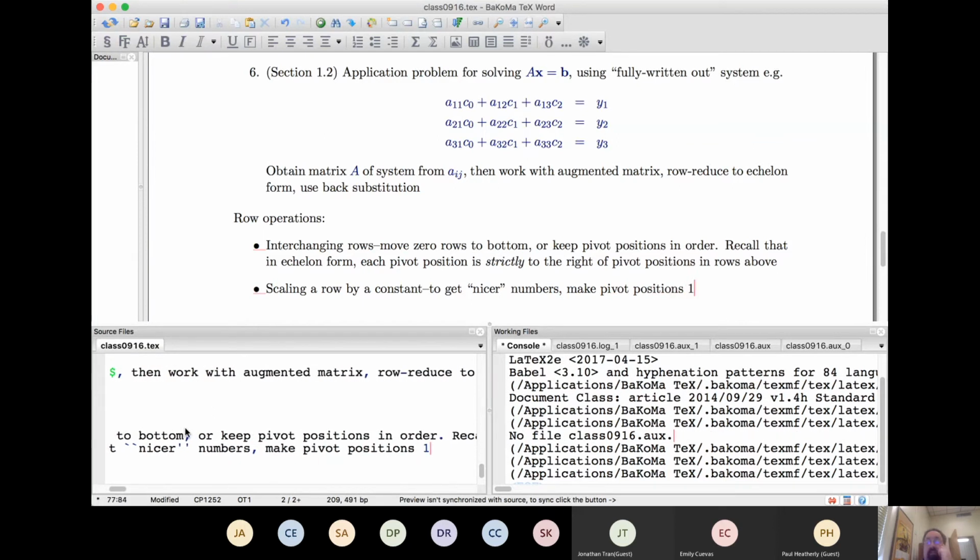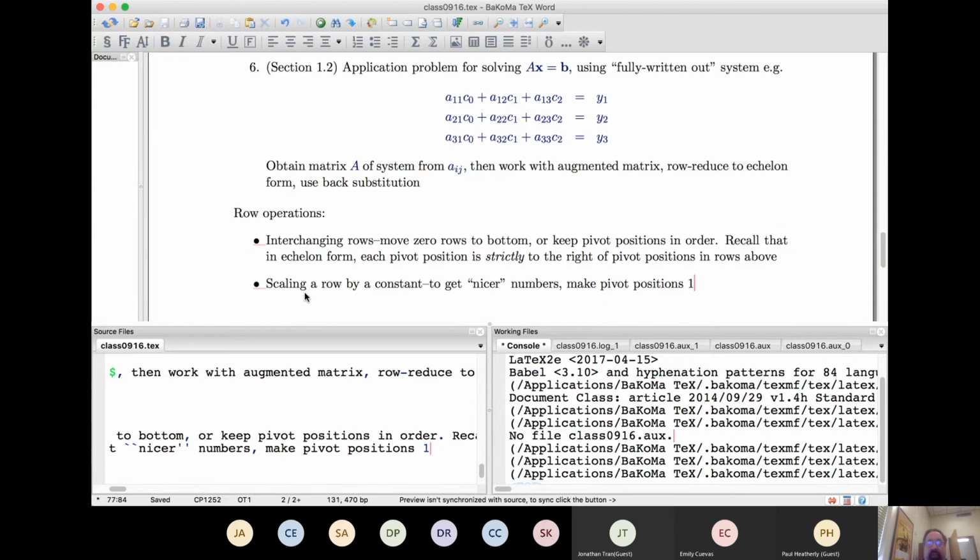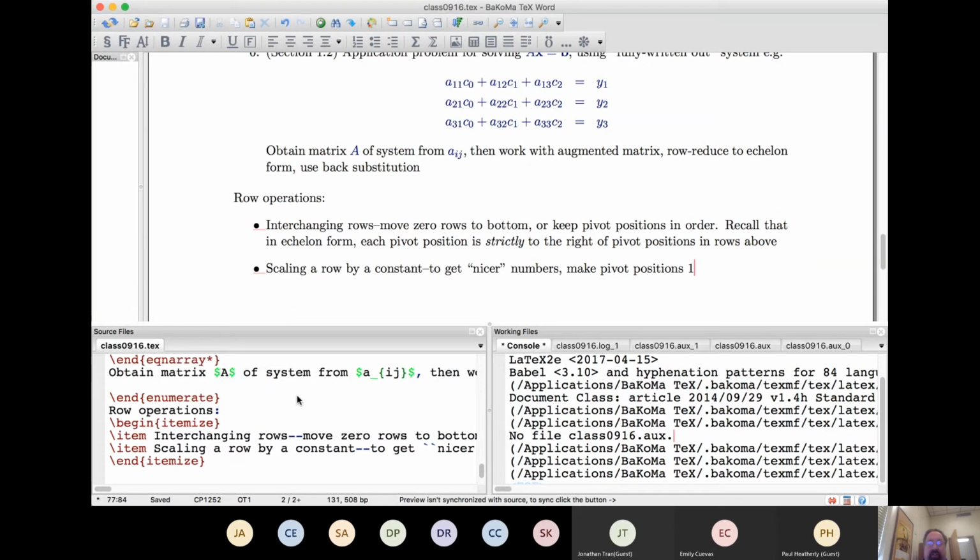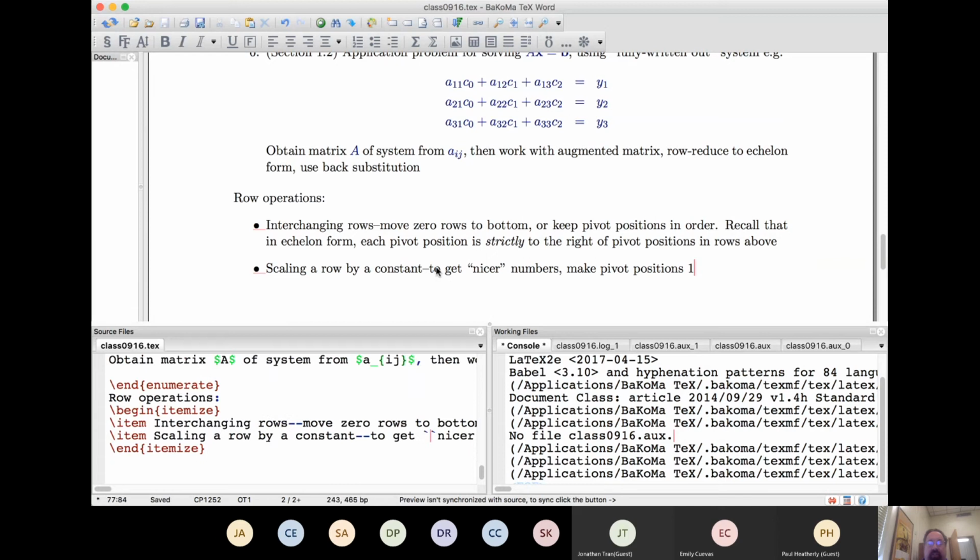It can also be convenient to make pivot positions equal to 1. That can save some algebra later. So this is for convenience, and it can also help cut down on mistakes, especially if it gets you out of having to deal with any fractions.